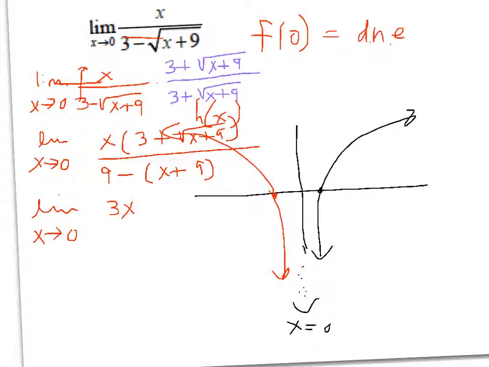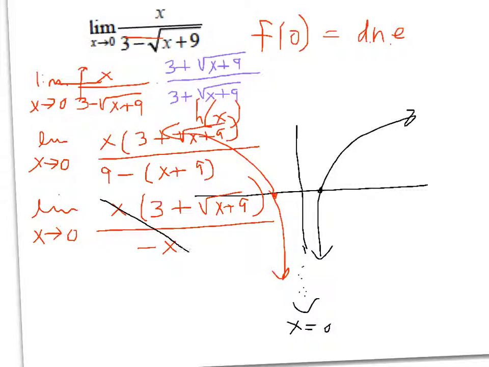So we're going to get 3x plus, actually, I don't want to multiply that out, I just want to leave it. So we're going to get x times 3 plus root x plus 9. I'm going to leave that factored. And on the bottom, I can see that I'm going to get minus x, because it would be 9 minus x minus 9. And here, these will cancel out. So it looks like I'm looking at the limit as x approaches 0 of negative 3 plus root x plus 9.